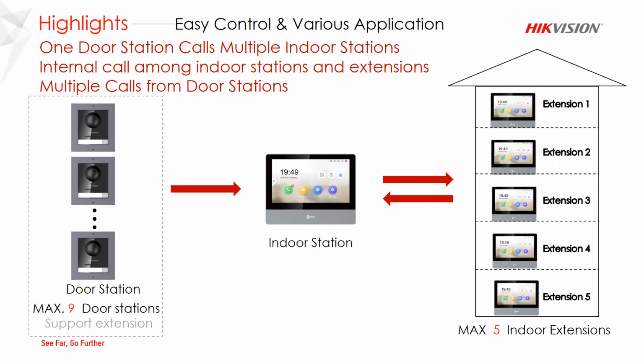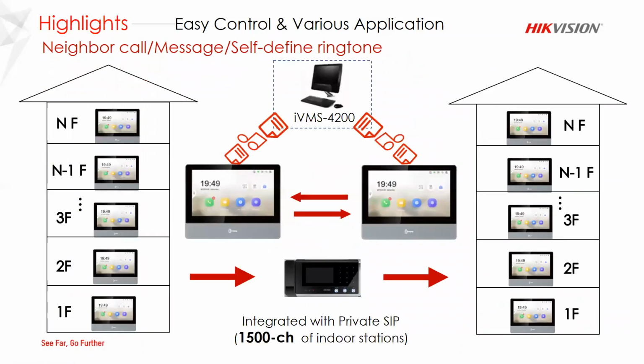And within one room, you can have up to 6 indoor stations: 1 main indoor station and 5 indoor extensions. So in total, 6 indoor stations can receive the same call at the same time. And you can also have a neighbor call if you would like. Neighbor to neighbor call is also available on our second generation video intercom.